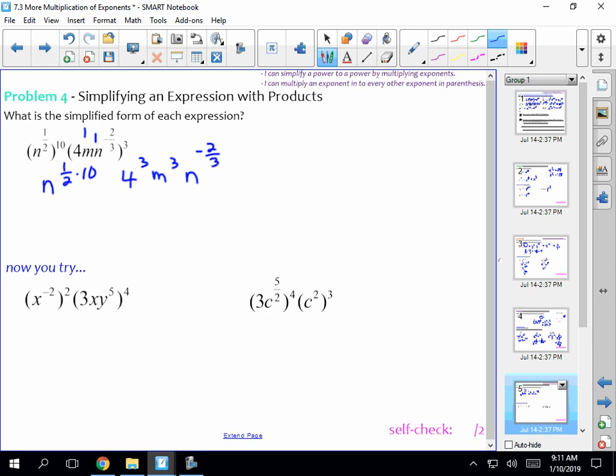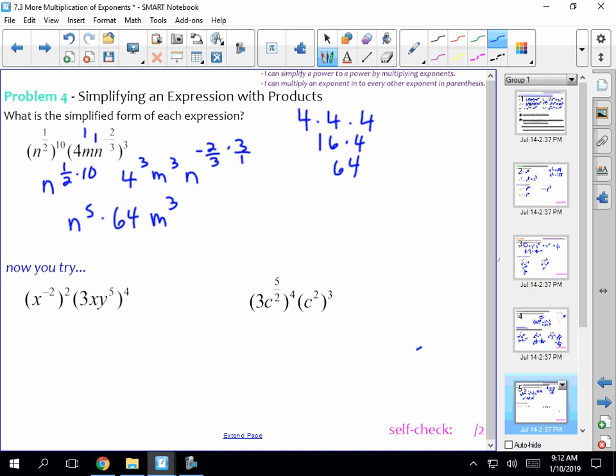And then we've got to take negative 2/3 times 3. So we've got this third power. You have to apply it to the 4, to the m, and to this fractional power of negative 2/3. You're multiplying it by each of those powers. So the 1/2 times 10. That's easy to do. It's n to the 5th. And then here, 4 to the 3rd is 4 times 4 times 4. So 16 times 4 is 64. And then I have m to the 3rd. We just copy that down. And then n to the negative 2/3 times 3.